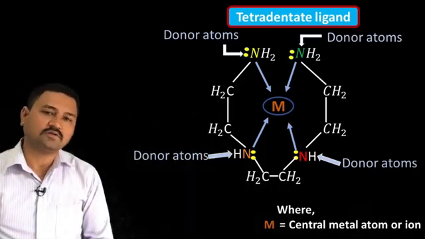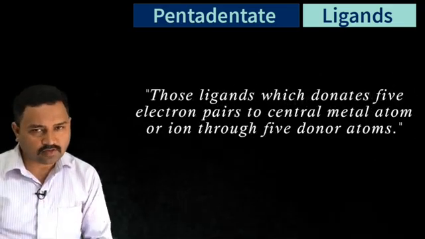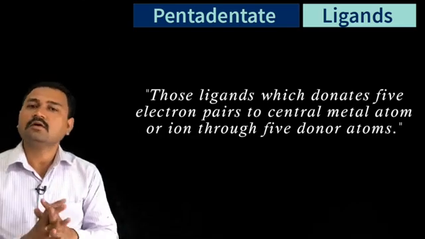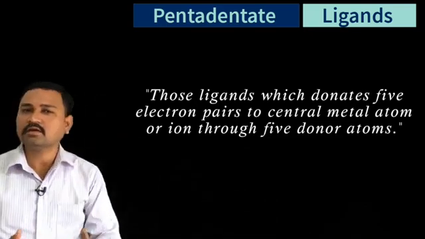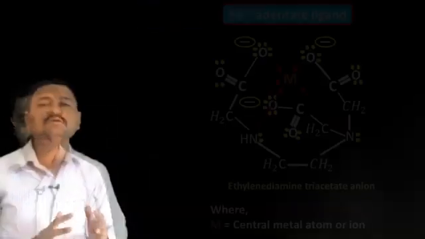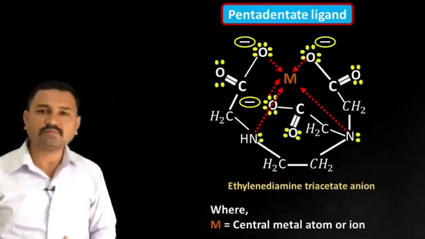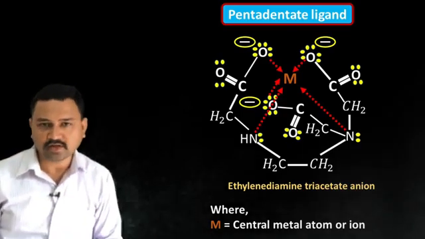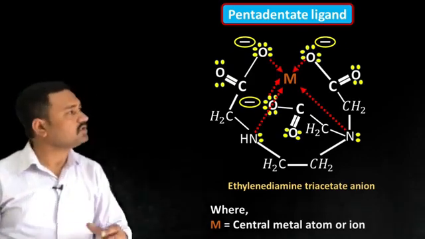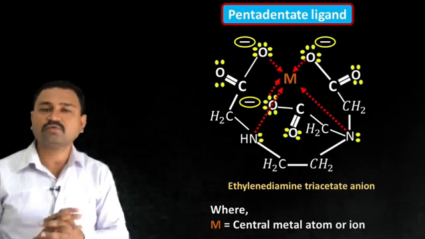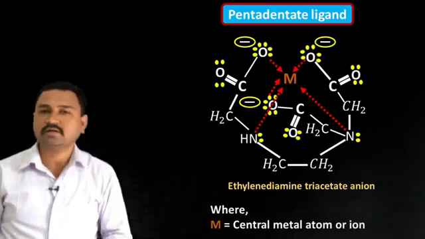Now the next class is the pentadentate ligand. Obviously, a ligand which donates five lone pairs of electrons to the central metal atom or ion through five donor atoms is called a pentadentate ligand. An example is the ethylene diamine triacetate anion. Here you can observe that the two nitrogen atoms act as donor atoms along with the three oxygen atoms of the three acetate groups. Hence, totally five donor atoms donate lone pairs of electrons to the central metal ion. So this is the example of a pentadentate ligand.